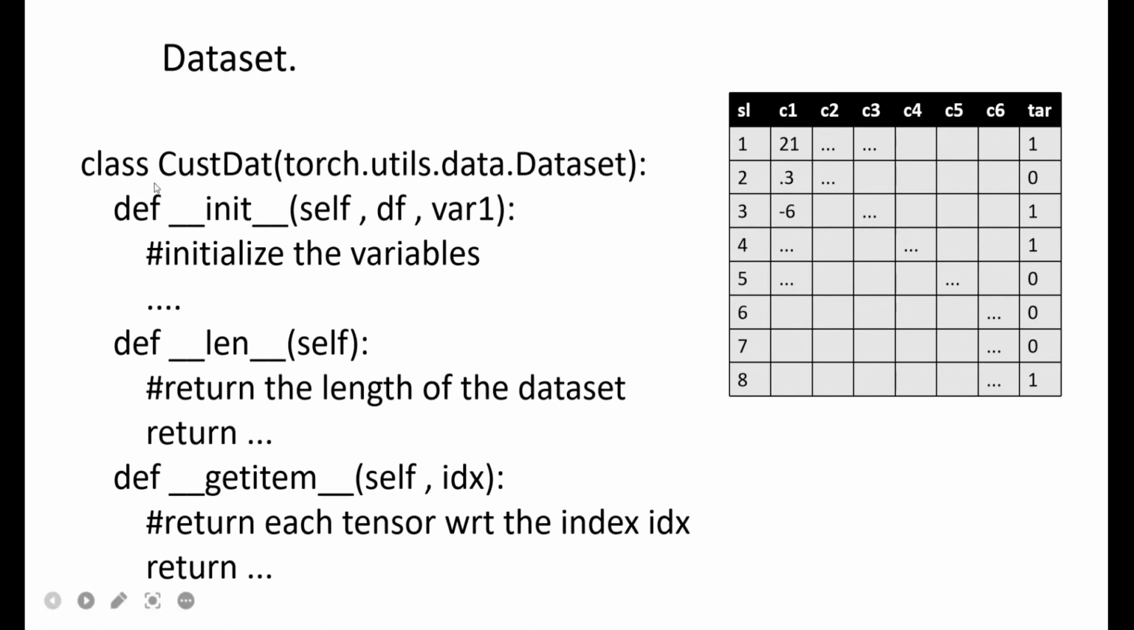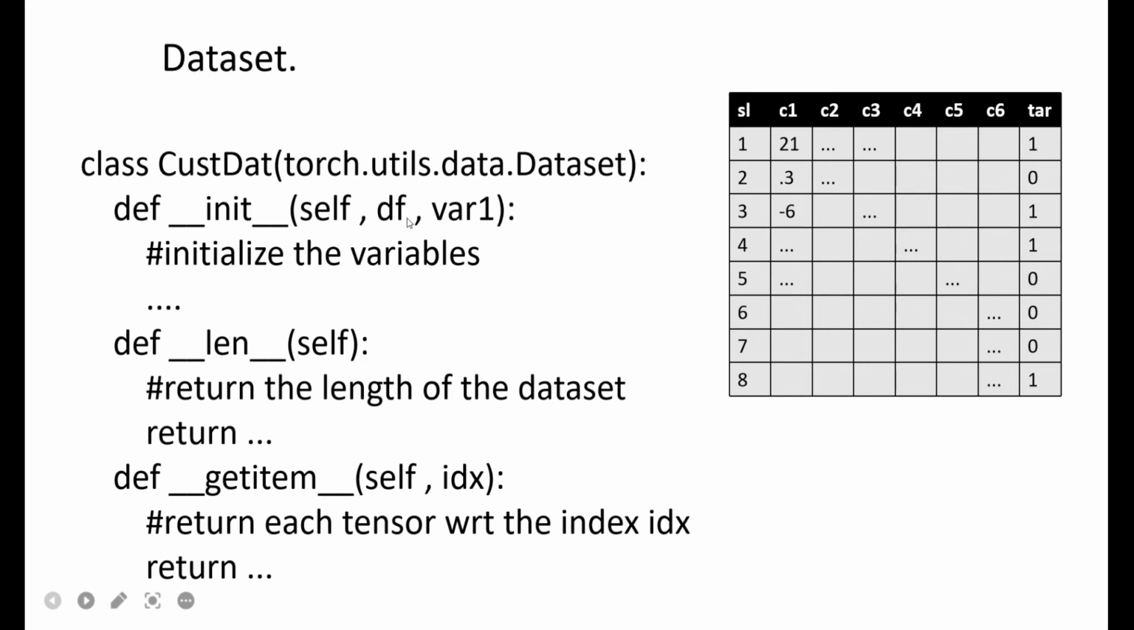Okay, so how is it done? First you need to write just a class and then give a custom name. I mostly use CustDat. You can also write your own name, it doesn't matter, it can be anything. Then it has to inherit from the dataset class, torch.utils.data.Dataset. Then you need to define three functions.